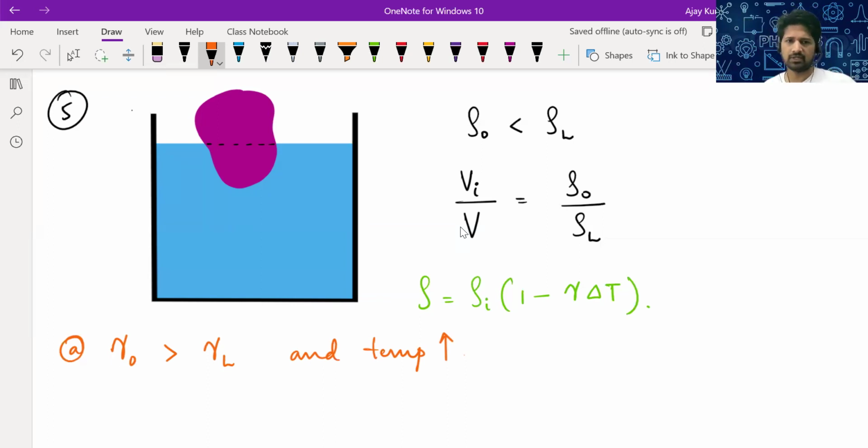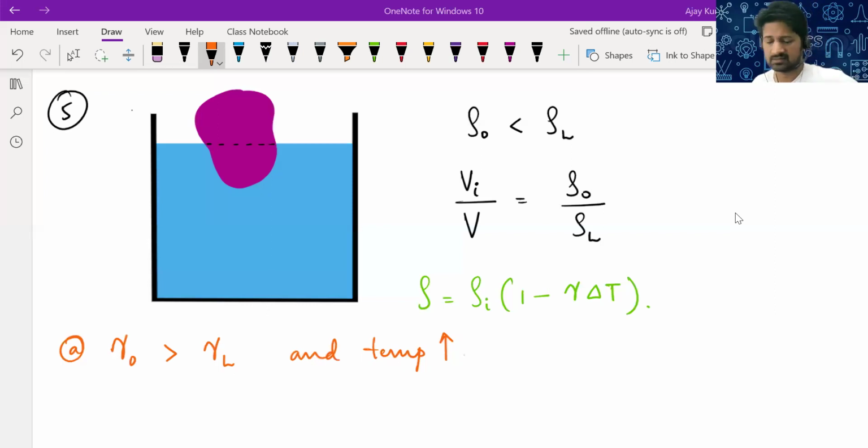Okay. Think carefully and answer. I'll give you all 3 minutes. I want answers from all of you. In 3 minutes, whatever answer you get, type it in chat. Remember, gamma of object is more than gamma of liquid, and we are raising the temperature. So what happens?